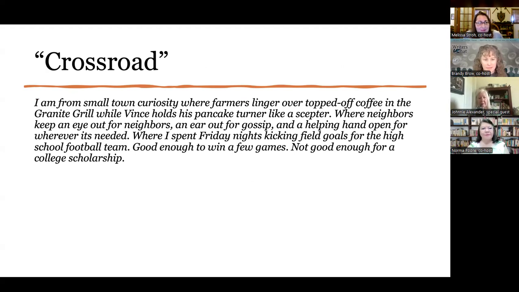Crossroad. I am from small town curiosity where farmers linger over topped off coffee in the Granite Grill while Vince holds his pancake turner like a scepter, where neighbors keep an eye out for neighbors, an ear out for gossip, and a helping hand open for wherever it is needed. Where I spent Friday nights kicking field goals for the high school football team, good enough to win a few games, not good enough for a college scholarship.